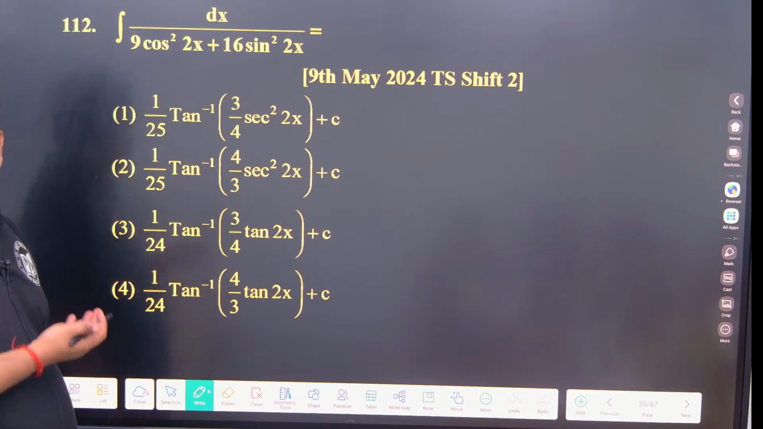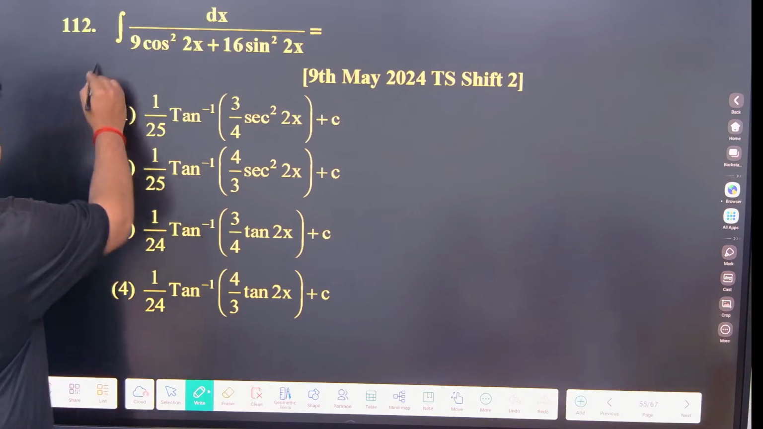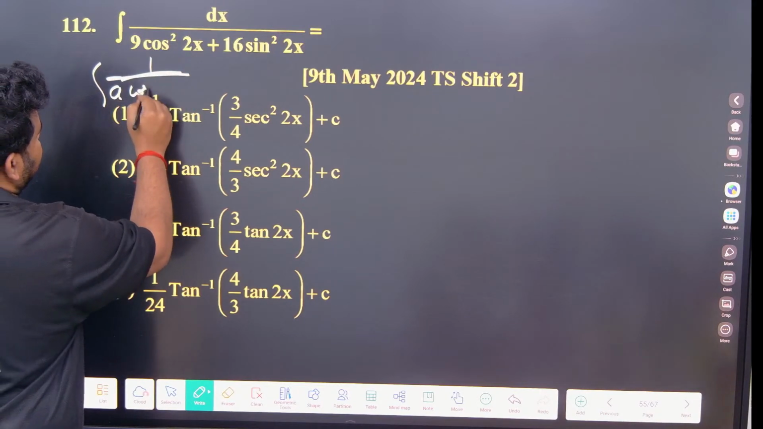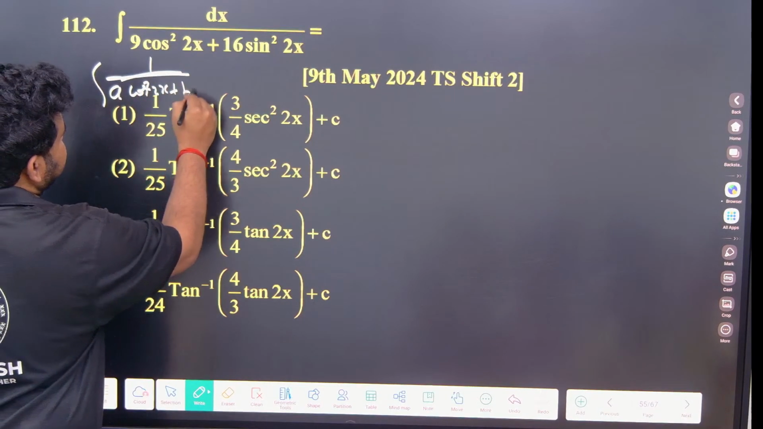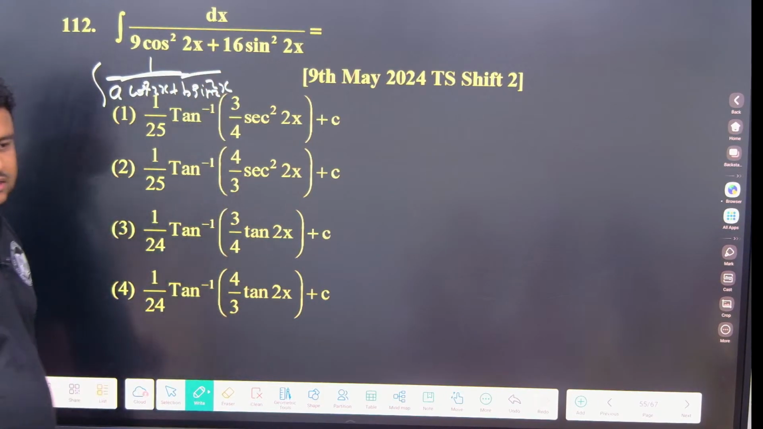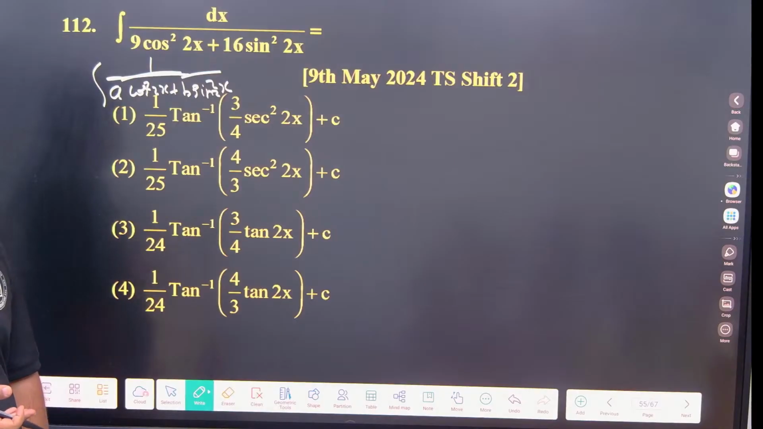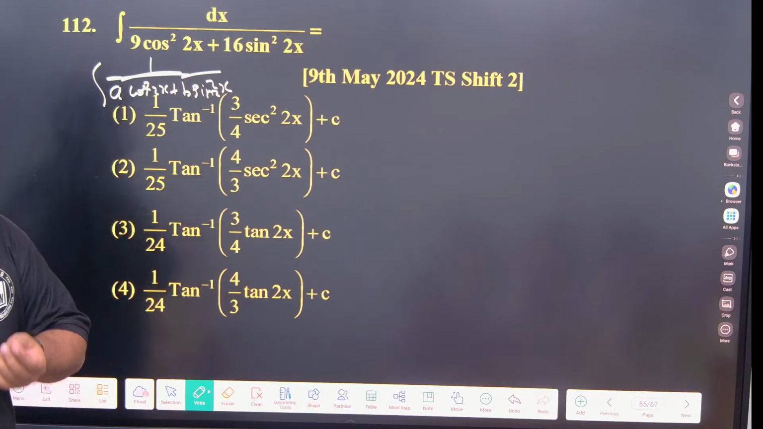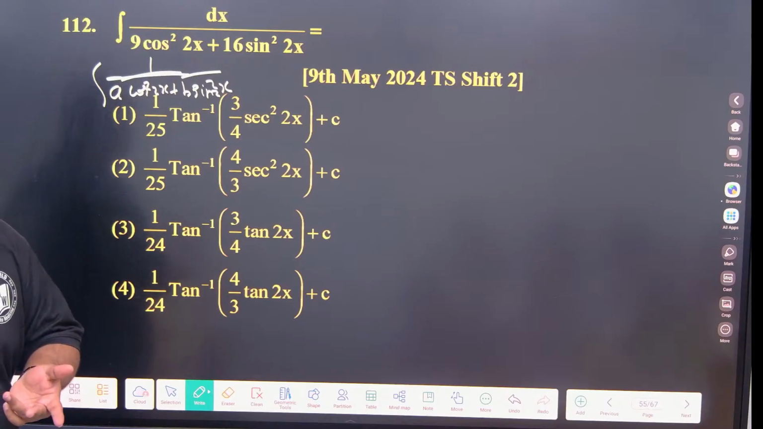So this is of which form? The previous form which I told you. This is integral of 1 by a cos square 2x plus b sin square 2x. Correct? Such type means we should divide numerator and denominator by cos square 2x, and take tan x is equal to t. But here it is double, so you should take tan 2x is equal to t.